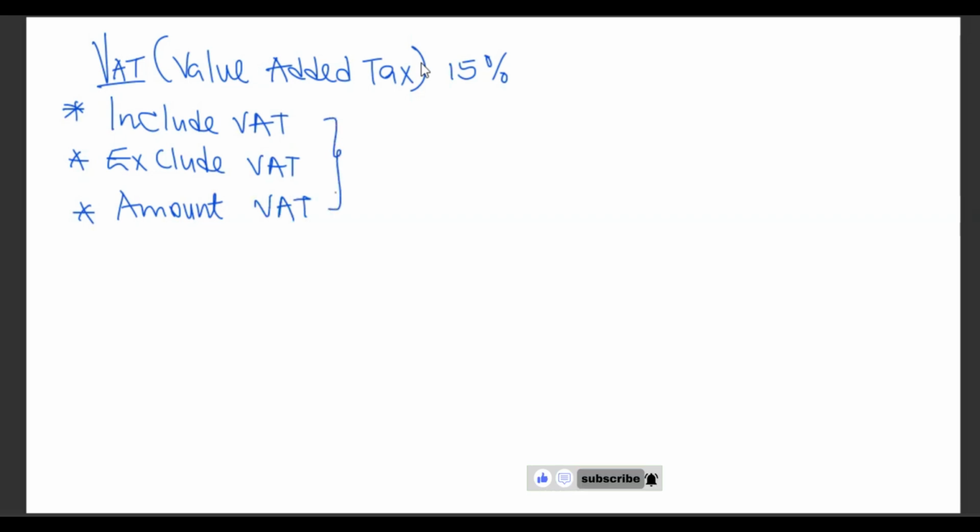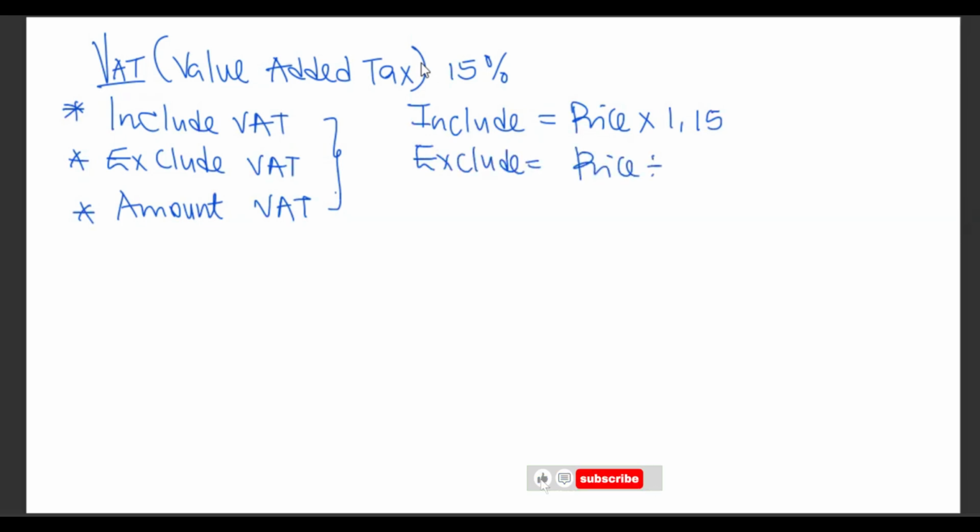Then, if you're asked to include, you will get the price given to you and multiply it by 1.15. If you're asked to exclude, that means the price that you have, you'll have to divide it by 1.15.